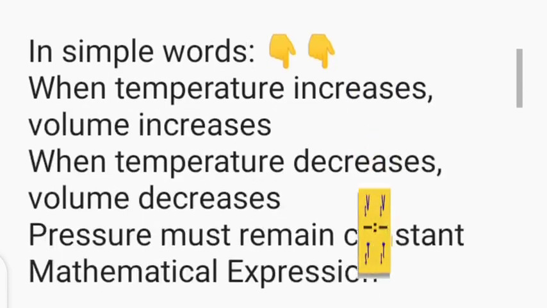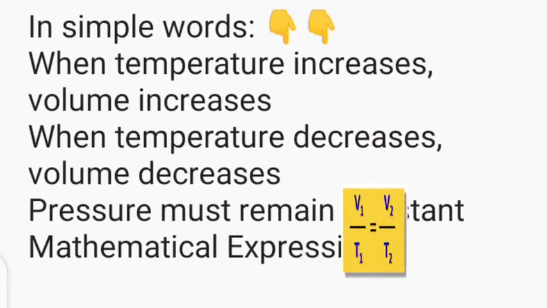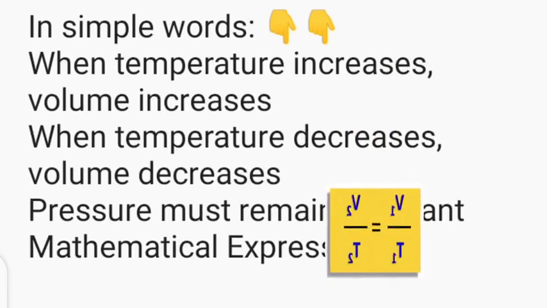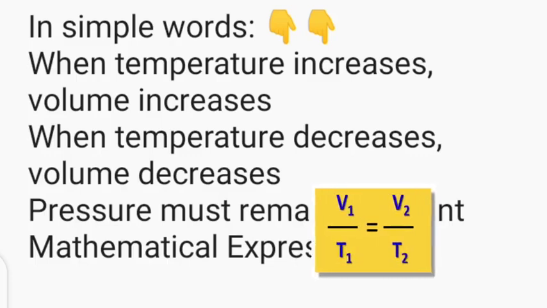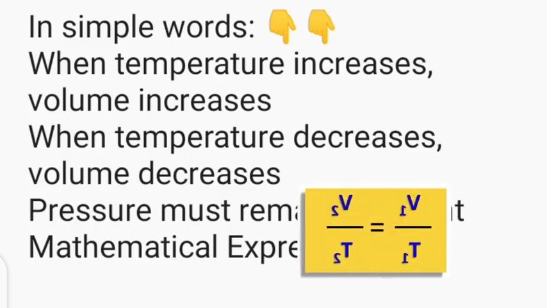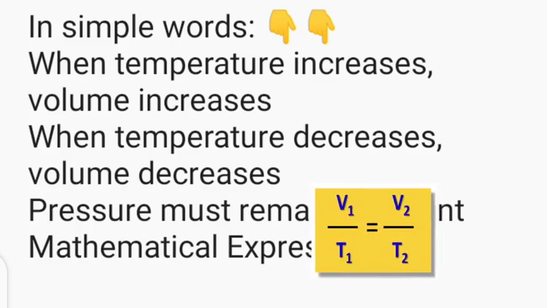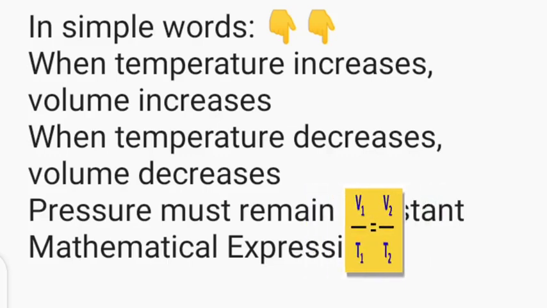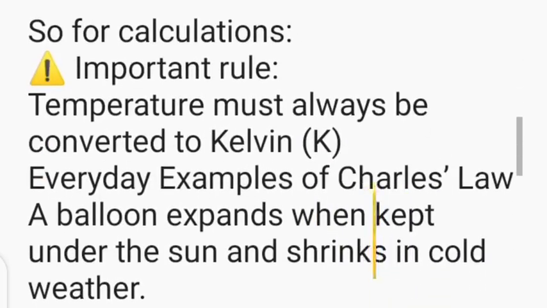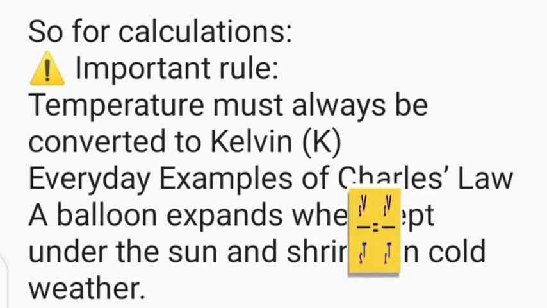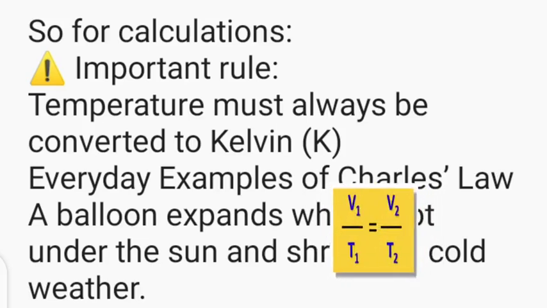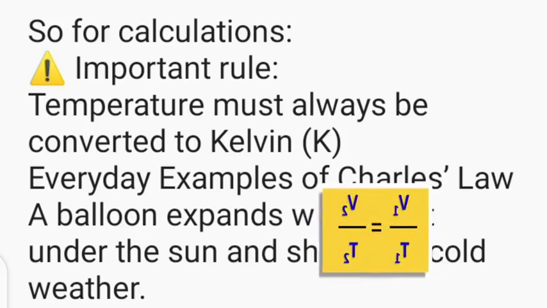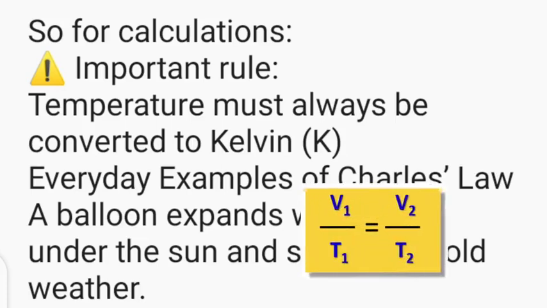Let us look at it in simple words. When volume is directly proportional to the temperature, it means that when temperature increases, the volume also increases, or when volume increases, the temperature also increases. And when temperature decreases, the volume also decreases. But pressure is not mentioned here. Pressure is constant. For calculation, we have some important rules here. Unlike Boyle's law, temperature is usually given in Kelvin, and you have to use Kelvin to calculate Charles's law.